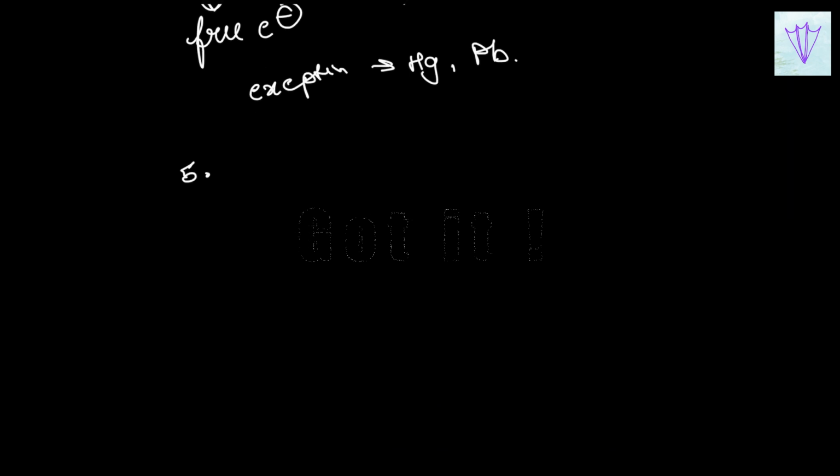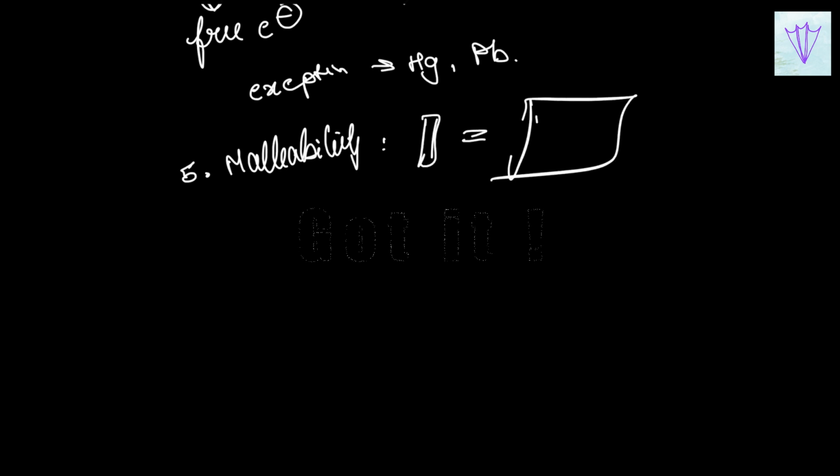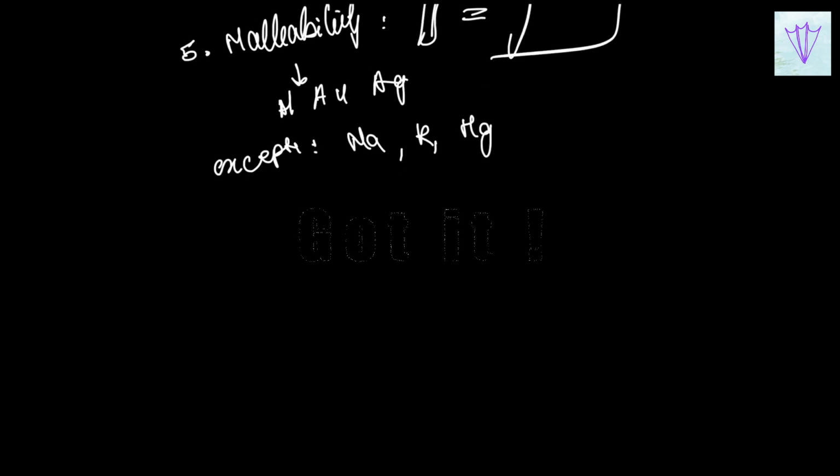The fifth physical property is malleability. That is, metals can be beaten into thin sheets. This property is called malleability. Examples are aluminium, gold, silver in the form of thin sheets, that is aluminium foils, gold foils and silver foils. The exceptions for this involve sodium, potassium, mercury, etc.